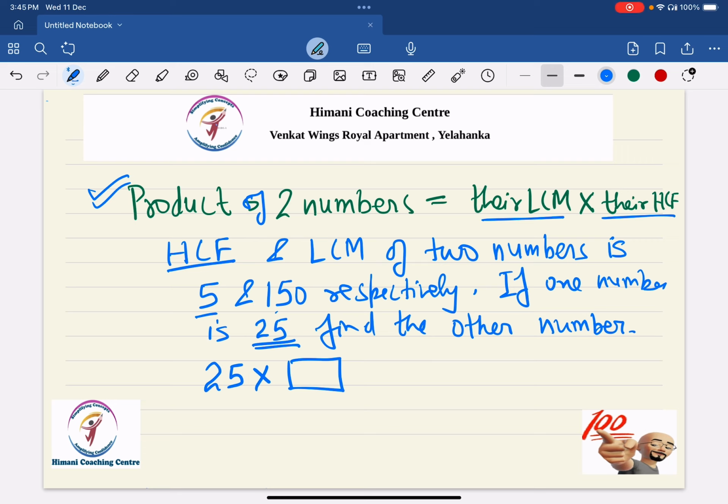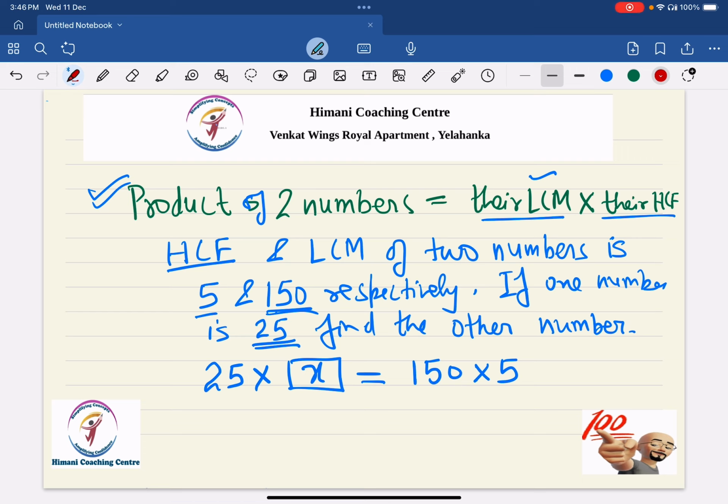So there is a fill in the blank. What can we do? Put an X over here, and that is equal to their LCM into their HCF. What is the LCM? It is 150. What is the HCF? It is 5. So now, how do we solve?